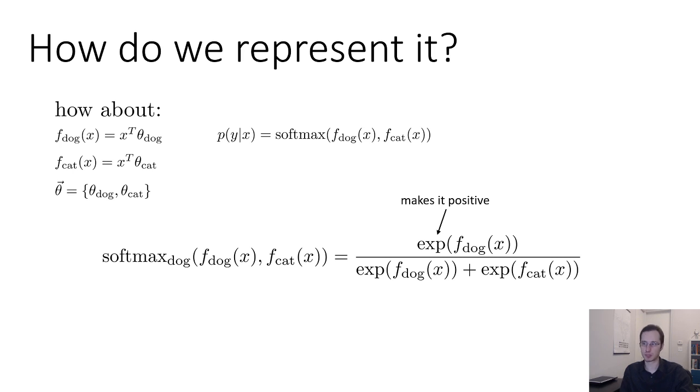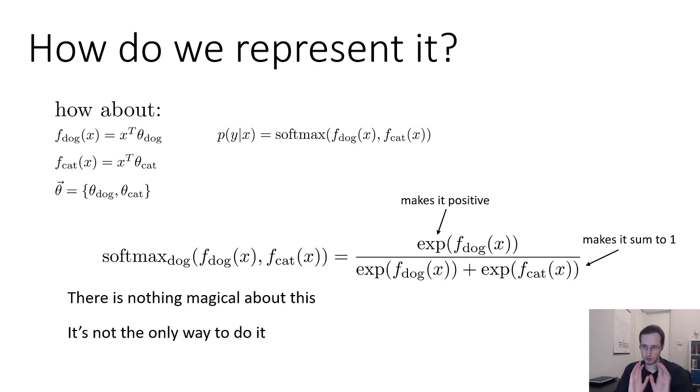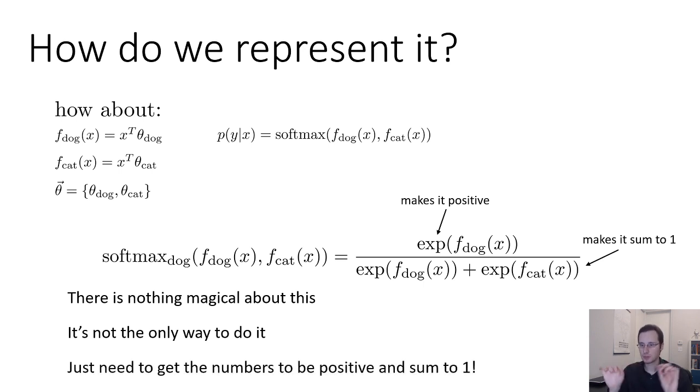So the exponential makes it positive, and the division makes it sum to 1. There is nothing magical about this. It's not the only way to do it. There are other ways to get numbers to be positive and so on. As long as you just get the numbers to be positive and to sum to 1, that's all you really need to be able to output probabilities. But the softmax is one particularly common choice.